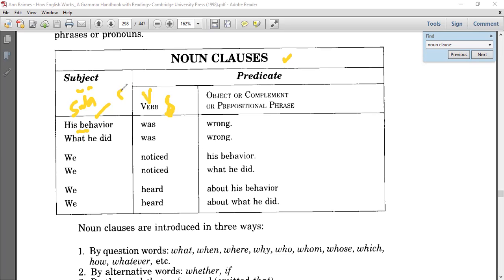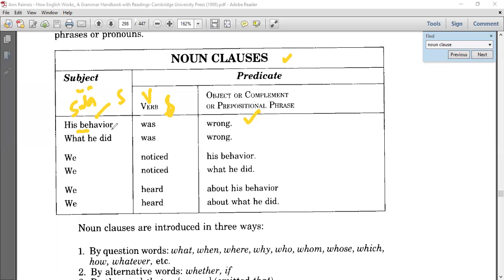That means SV structure is being followed here. Behavior was wrong. It's a complement. It's not an object, right? You already know all of this, right? Now, this one is a normal sentence, right? Here his behavior is a noun, which is a subject. Was is a verb, wrong is, of course, a noun and a complement, right?